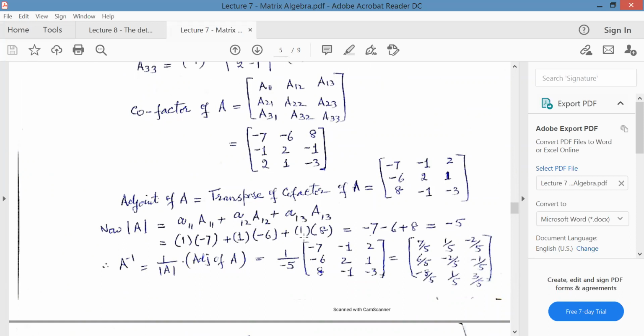So the values, then simplify. You are getting the answer as -5. The determinant of A is -5.